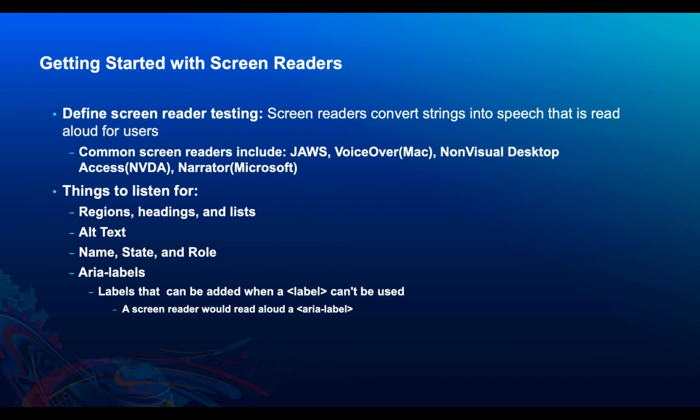While using a screen reader, there are a few key factors that you'll want to listen for. Regions, headings, and lists. These descriptors can help users to understand where in a web page they are, or how content is combined, or the hierarchy of content and its structure. Alt text, which helps to describe images or graphics that don't have text associated with it. This also might just be to say, this is a decorative image.